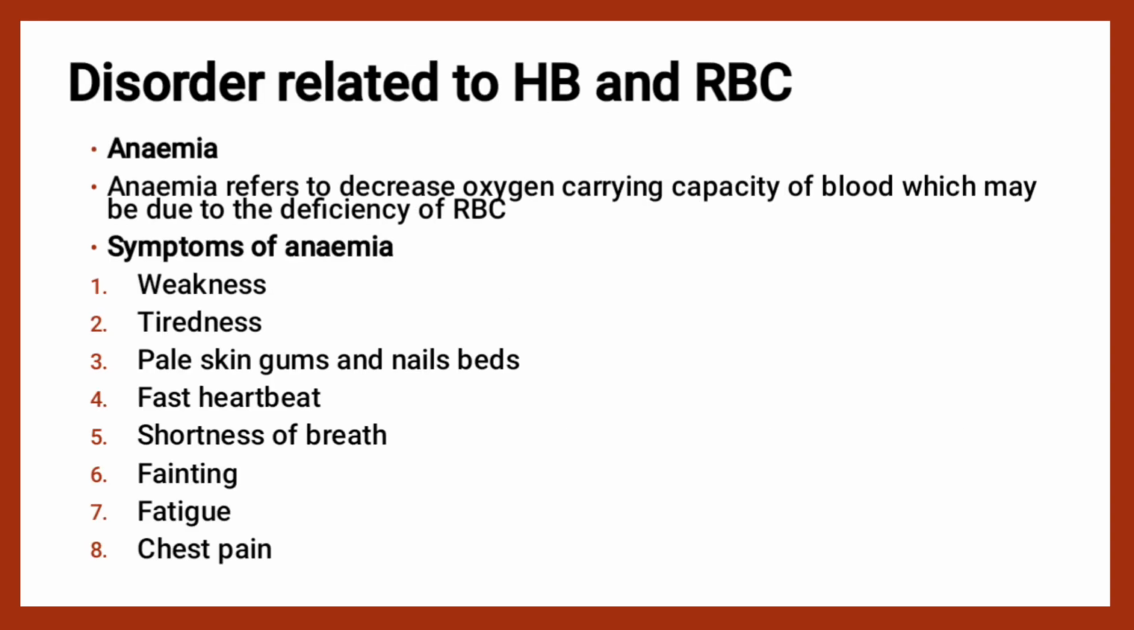So what are the disorders of Hb and RBC? Anemia is a very important disorder because of low hemoglobin content, and thereby you can say it is a deficiency of red blood cells. Anemia refers to decreased oxygen carrying capacity of blood, which may be due to deficiency of red blood cells. What are the symptoms of anemia? It includes weakness, tiredness, pale skin, gums and nail beds, fast heartbeat, shortness of breath, fainting, fatigue, chest pain.